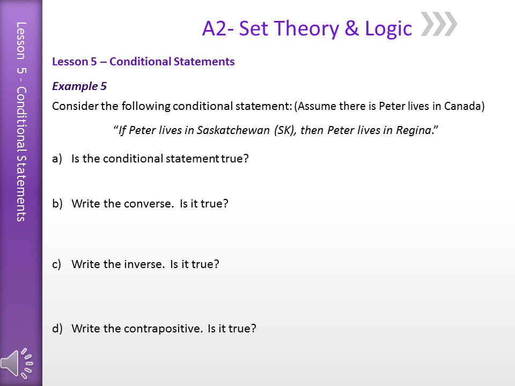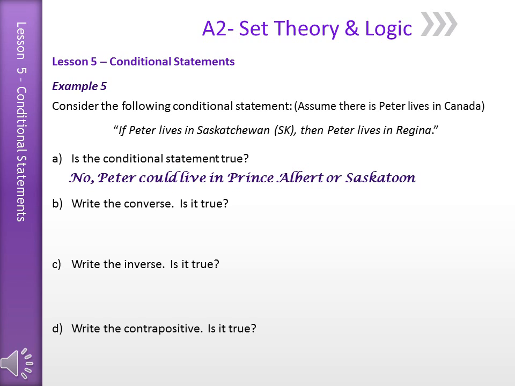Example 5. Consider the following conditional statement. If Peter lives in Saskatchewan, then Peter lives in Regina. We are going to assume that the only Regina is going to be the one in Saskatchewan for this question. For A, is the conditional statement true? No, it's not. Peter could live in another city in Saskatchewan like Prince Albert or Saskatoon.